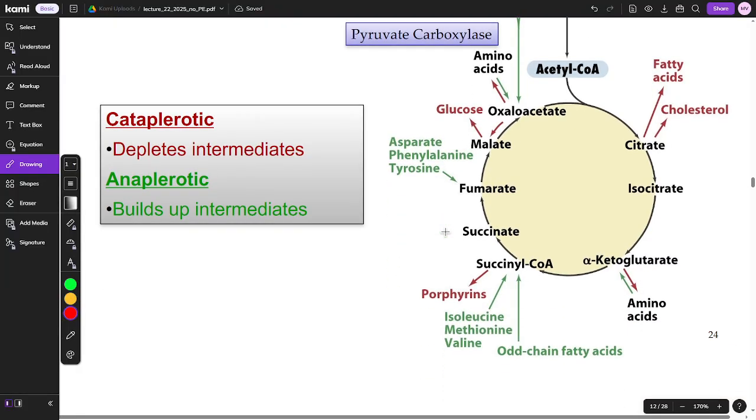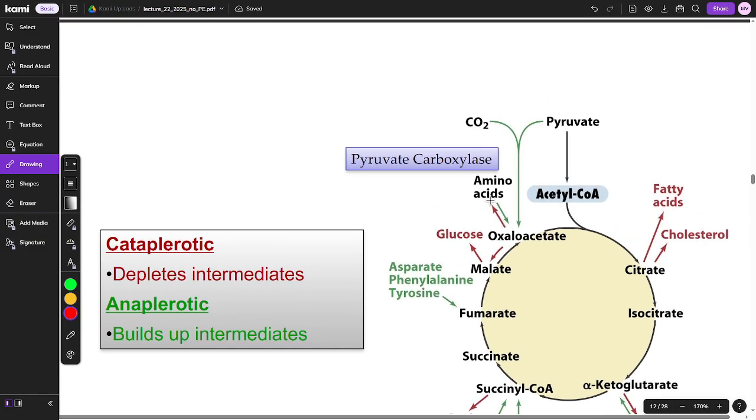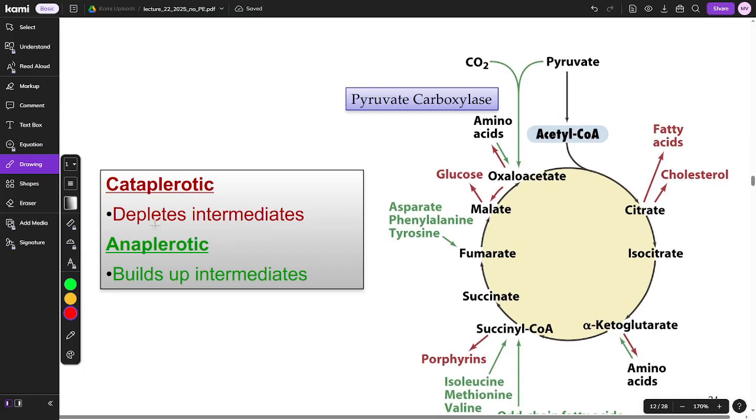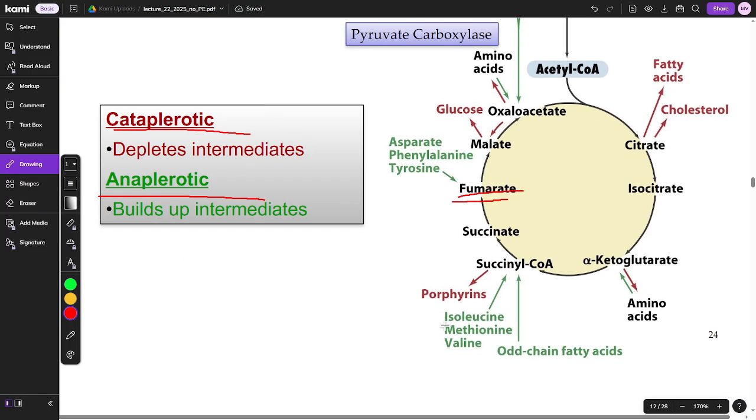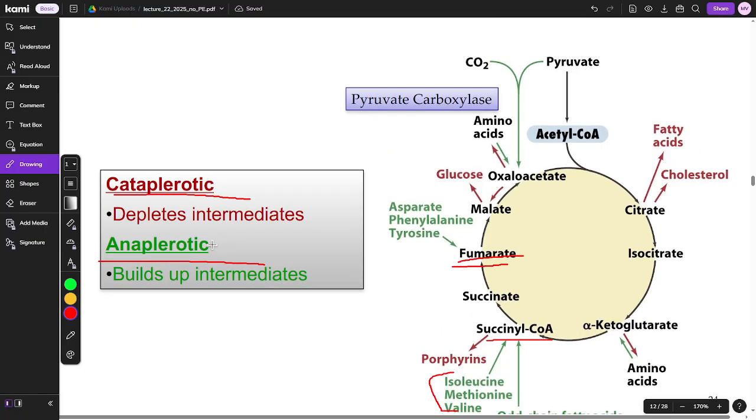And here are some other examples of amino acids that can go in and come out to do gluconeogenesis and stuff like that. So you've got cataplerotic and anaplerotic processes. Anaplerotic builds up intermediates. So aspartate, phenylalanine, tyrosine are anaplerotic because they make fumarate. These are isoleucine. These things are all anaplerotic because they make succinyl CoA.